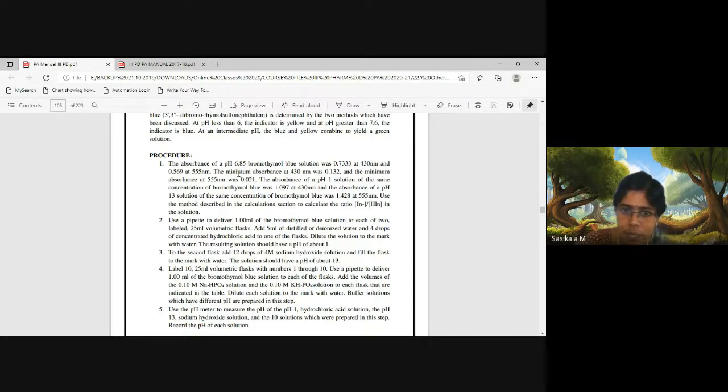So for 6.85, that is neutral pH, right? Around neutral pH, what is the standard value? 0.733, and for 555 nanometer 0.569 is already given. Then the minimum absorbance at 430 nanometer was 0.132. At the same nanometer, the minimum absorbance is 0.132. Then similarly for 555 nanometer it was 0.021.